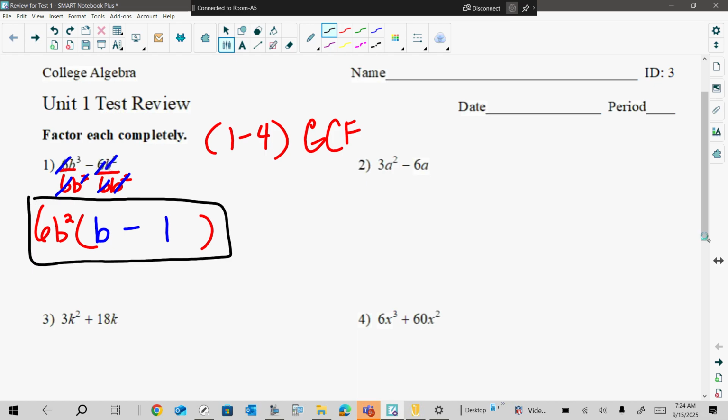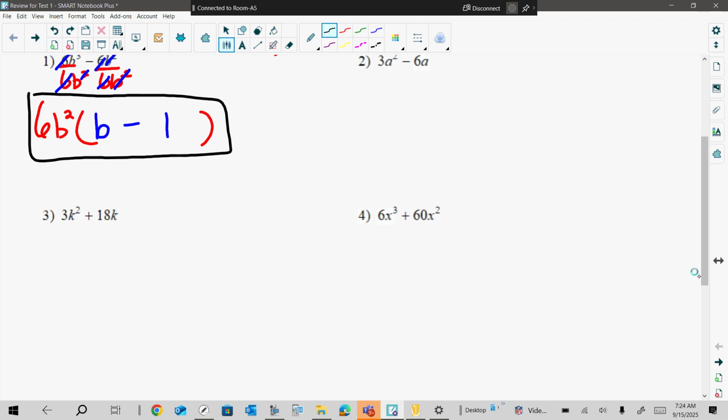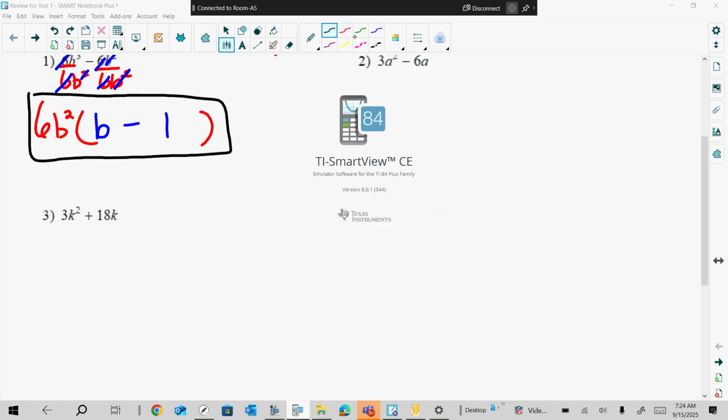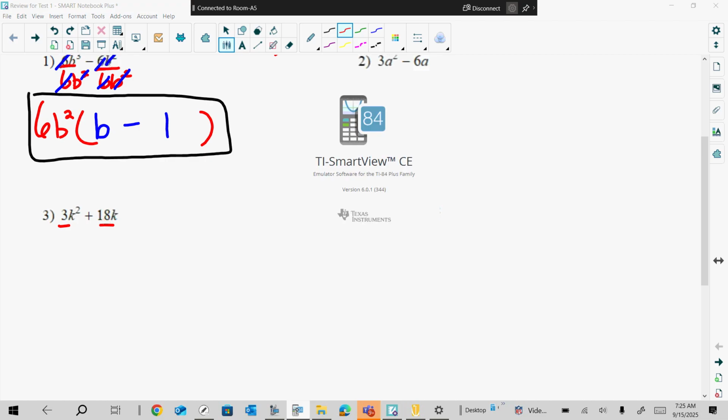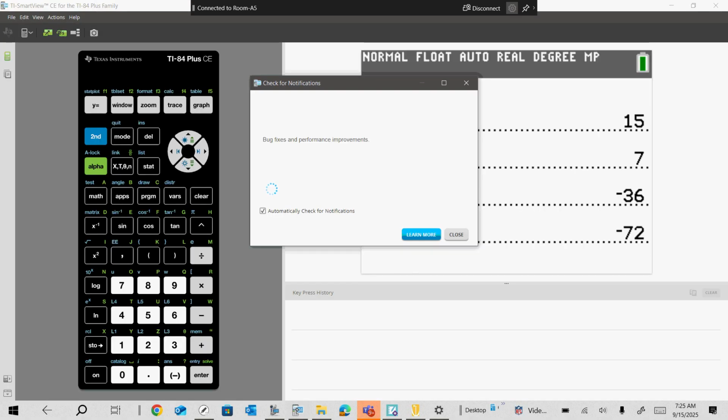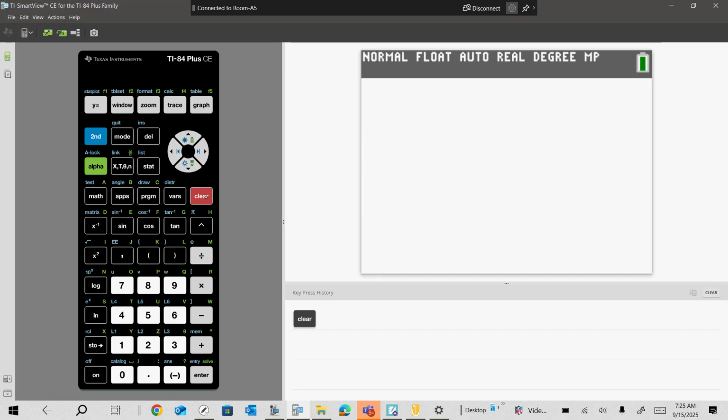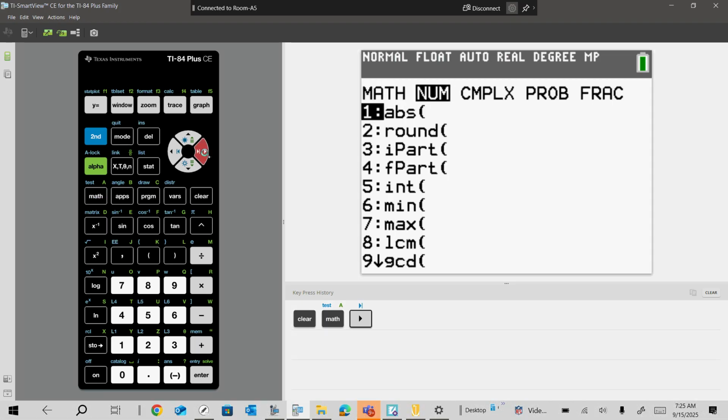I don't have my calculator on. I'll get it turned on here in a second. But if you have just 2 terms, you always check the smallest coefficient, see if it goes into the other one. But what I was saying is, if you want to do the calculator trick, you have to put the numbers in the parentheses of your GCD. So you hit math, you arrow to the right, and then choose number 9.